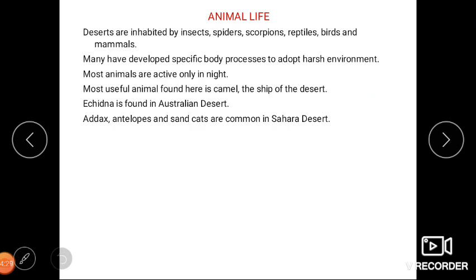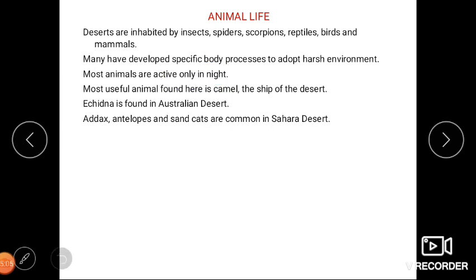Now let's learn about animal life. Deserts are inhabited by insects, spiders, scorpions, and mammals. Many have developed specific body processes to adapt to the harsh environment. And one of the peculiar features of desert animals is that they are active only at night.